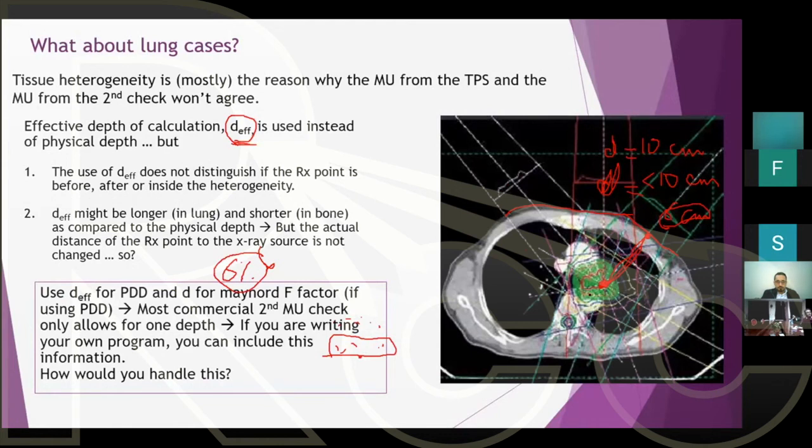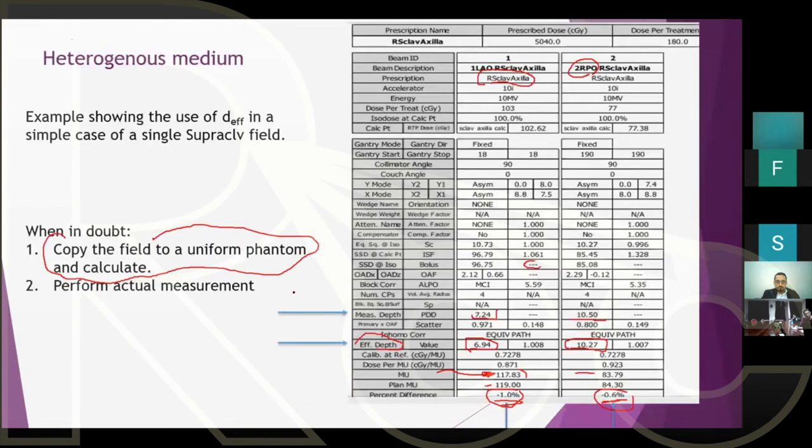Please remember the ICRU lecture that we took together. Okay? But one way to make sure that the discrepancy you're seeing is due to heterogeneity, not due to a bug from the computer or a bug from the plan itself, is to copy the plan, put it on a water phantom, and recalculate, and then you should have the exact same MU. And then you can say this 6% is due to heterogeneity, and I'm 100% sure of this. Of course, the gold standard is always measurement.